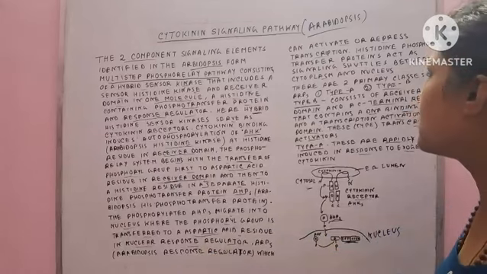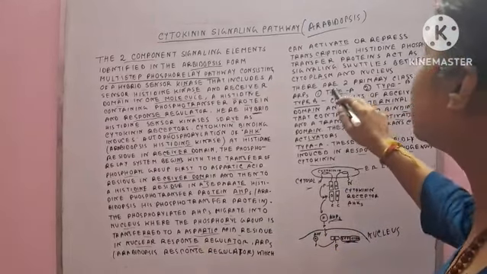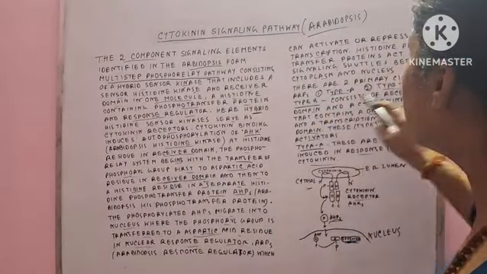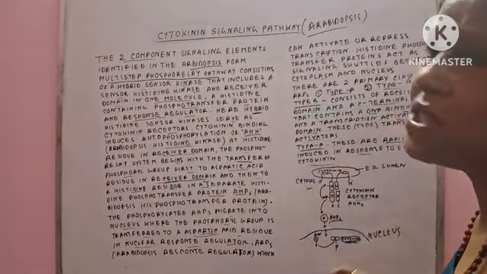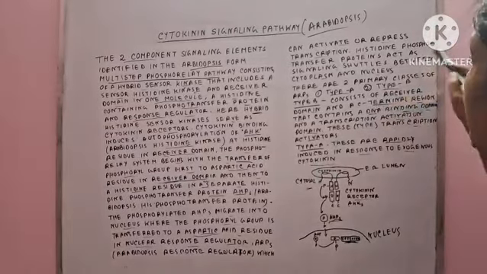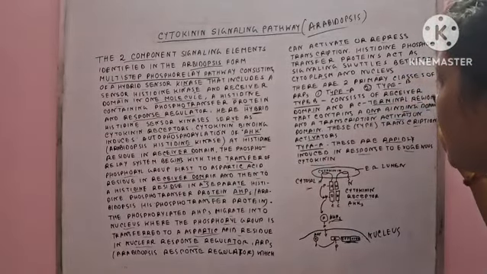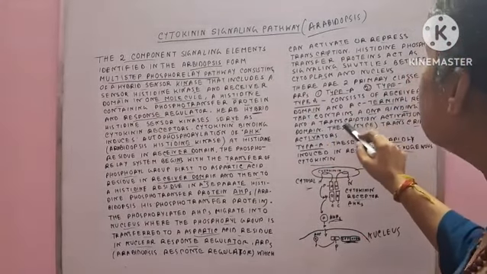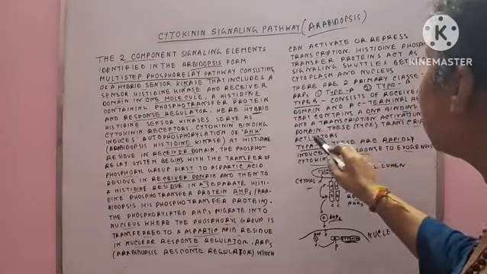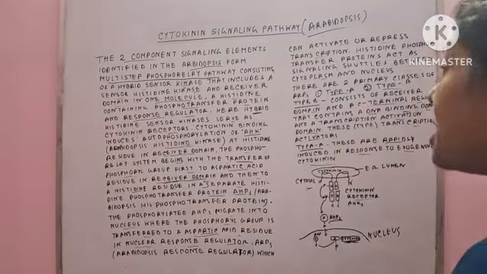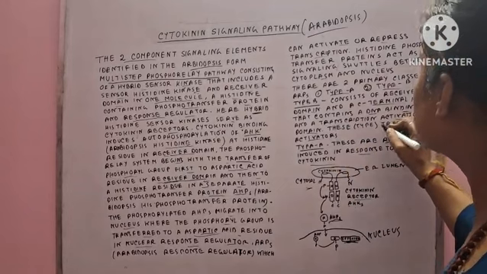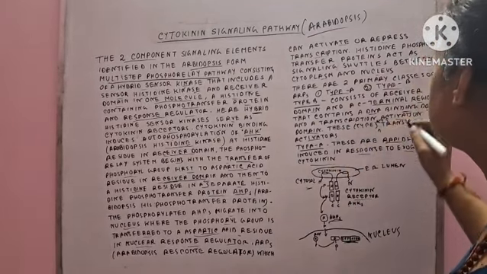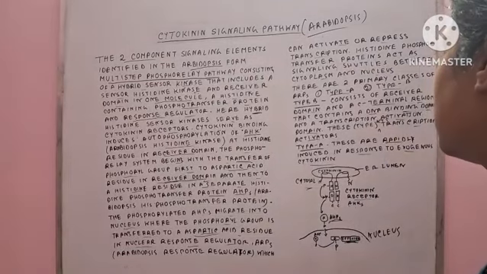There are two types of ARRs, meaning response regulator proteins: type A and type B. The type B consists of the receiver domain and the C-terminal region. The C-terminal region contains a DNA binding domain and the transcription activation domain. This type acts as transcription activators. Clear?